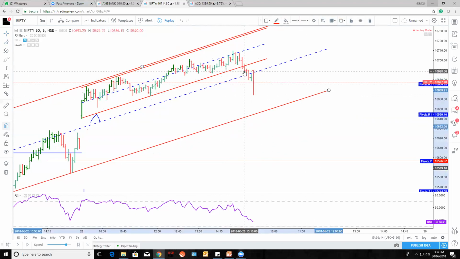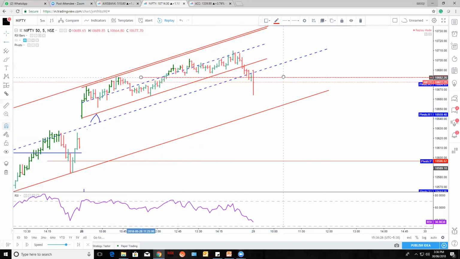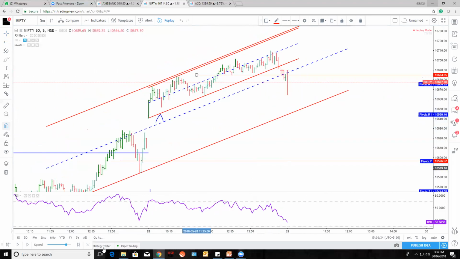This particular point has broken the channel. You need to wait for this candle's low to break, or at least this previous support, right? This is acting as a support here. This level needs to break. At this particular candle, it breaks the lows and you can take a sell setup here.